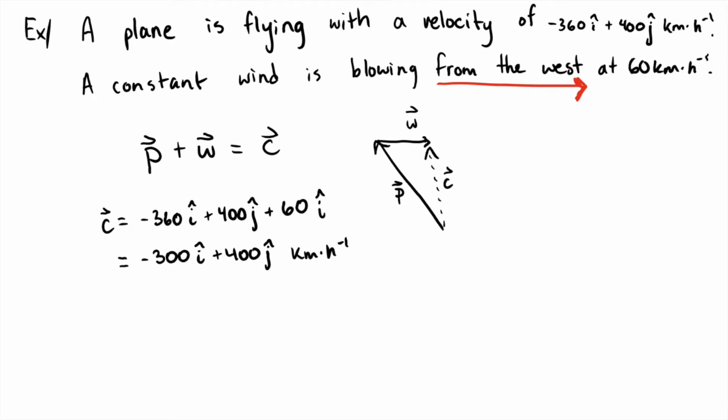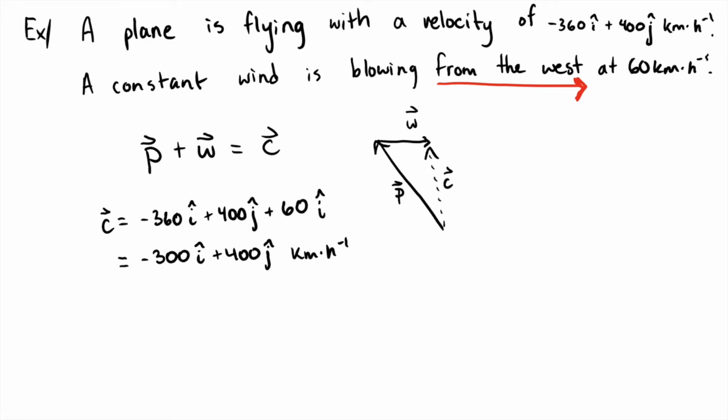So the resultant velocity of the plane is given by negative 300i plus 400j. So that tells me that overall the plane is heading to the northwest, just like the example we looked at before this. Now what I might actually want after that is to know specifically what speed the plane is going.